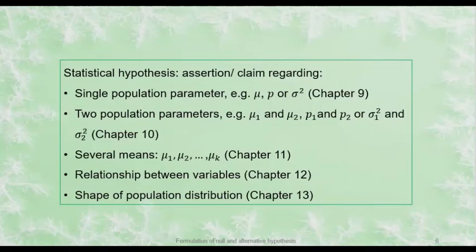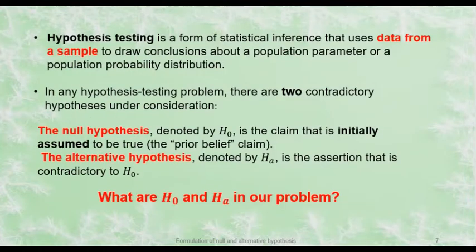And also I told you that this chapter is important because, in addition to chapter 9, in chapters 10, 11, 12 and 13 we are dealing with hypothesis tests. Hypothesis testing is a form of statistical inference that uses data from a sample to draw a conclusion about the population parameter or population probability distribution. It means in any hypothesis test, we need a sample to make a decision. In fact, we need a sample to gather evidence to see if the claim is true or not.